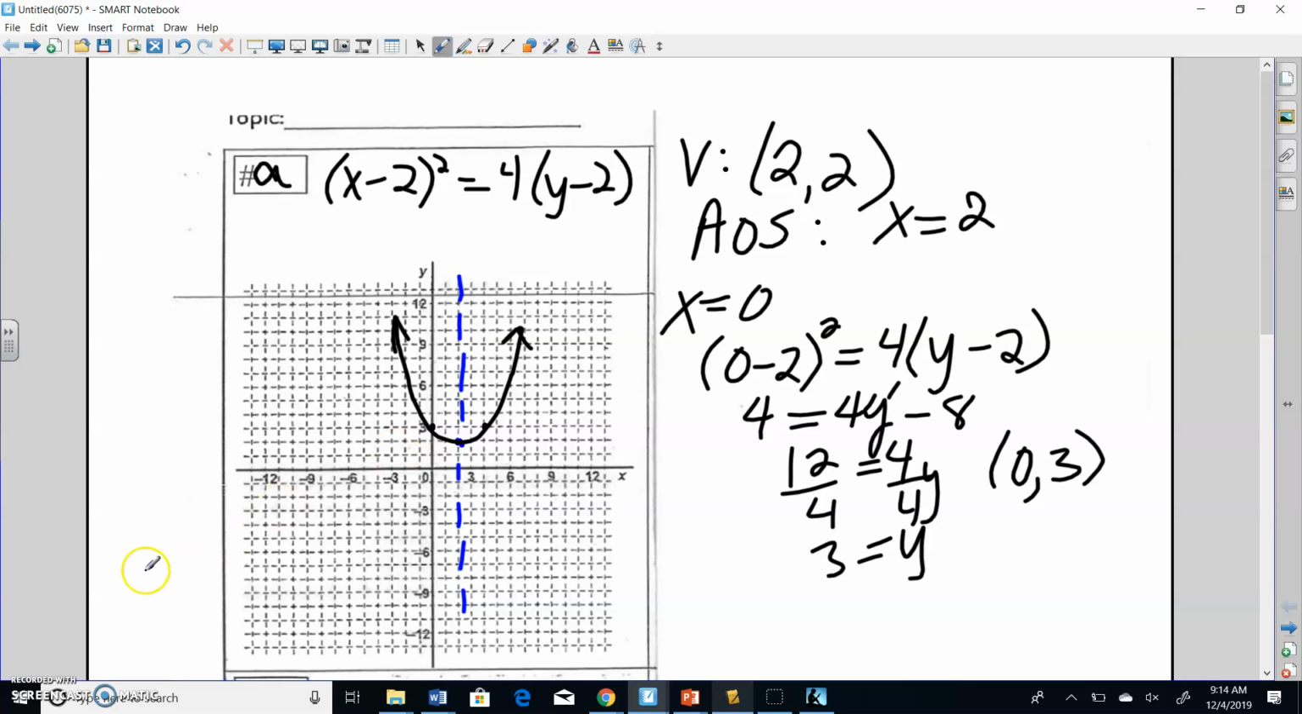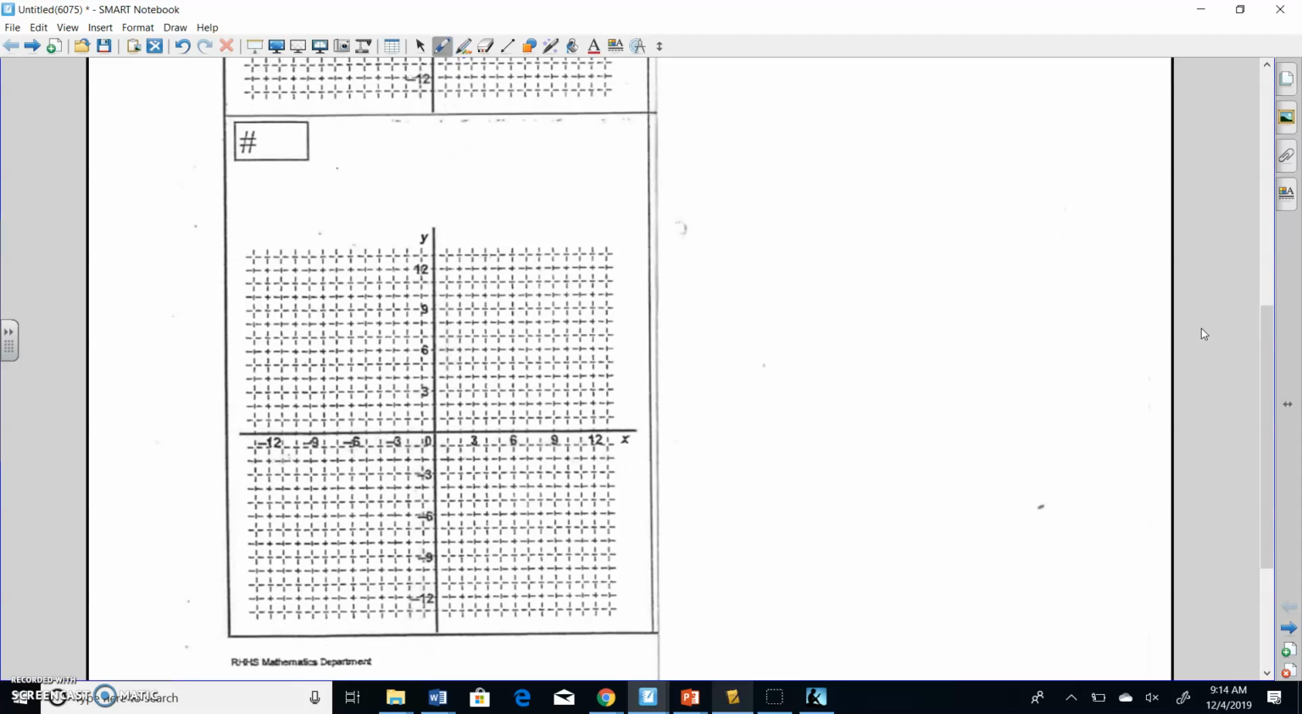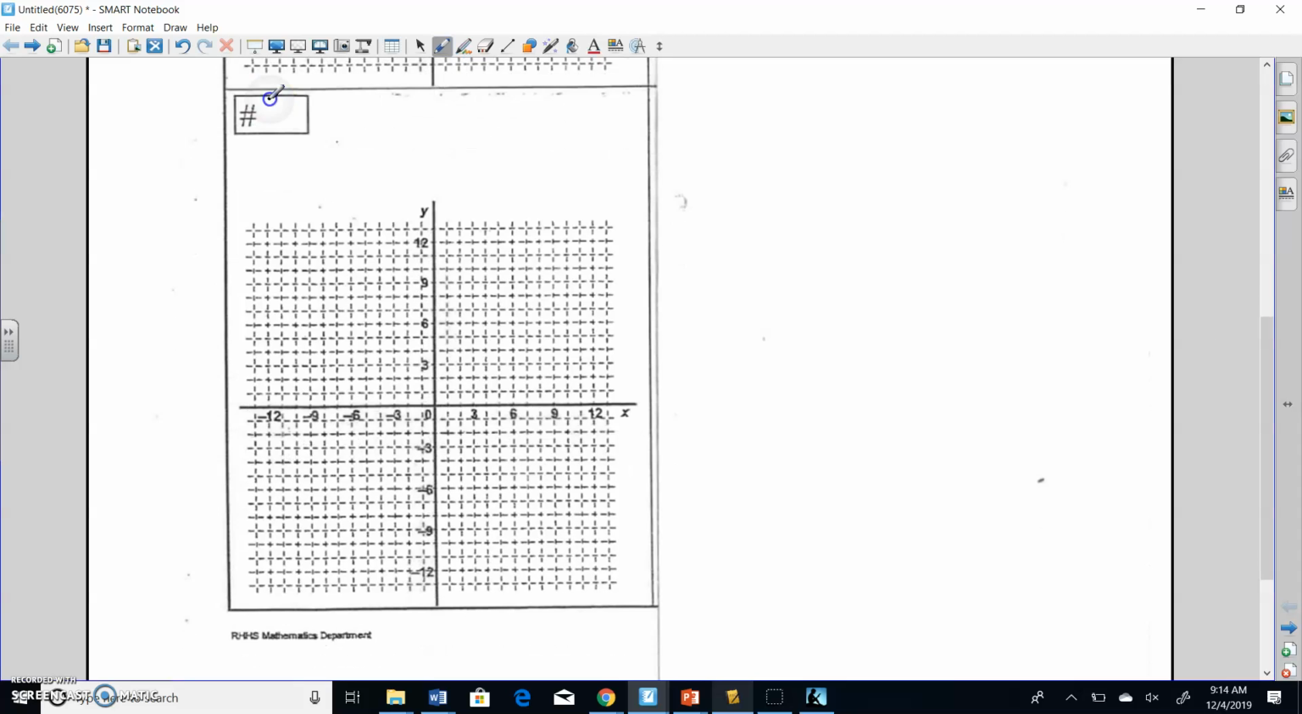So let's do the next one. Example B from yesterday, correct me if I'm wrong. Did you have y plus 4, that quantity squared, equals a negative 2 times the quantity x plus 1? Yeah. Okay, so that's going to be our next example. So let's go ahead and go to the next area. And we're going to put in, this is B, our equation was y plus 4, that quantity squared, equals negative 2 times x plus 1.